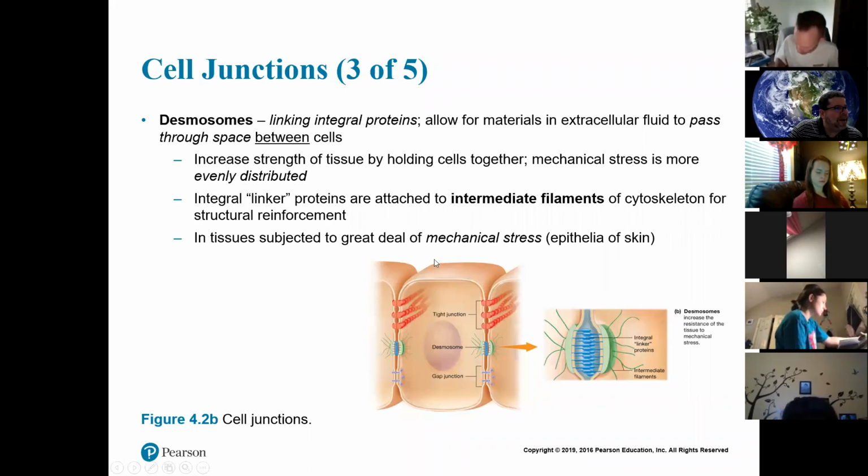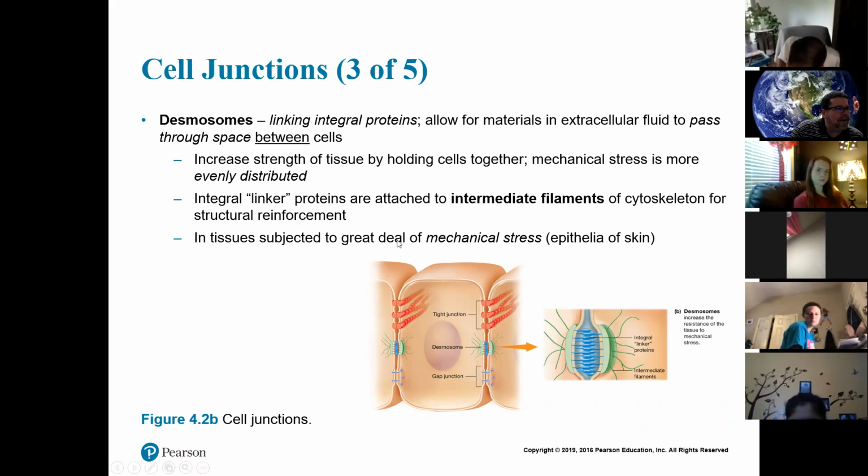Desmosomes, when they were first seen under the electron microscope, were actually called a spot weld. If you have ever done any welding, where you try to weld two pieces of metal together, they look very similar to this. It is actually some of the proteins attached to the cytoskeleton, and it links the cells together. So it's a very powerful junction, involving a lot of these intermediate filaments.